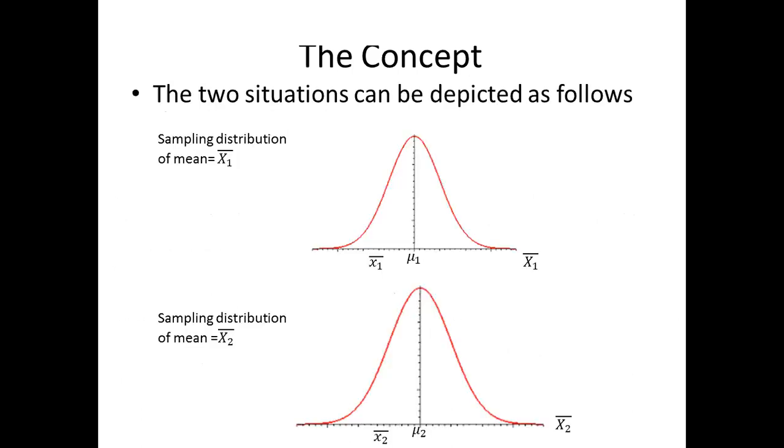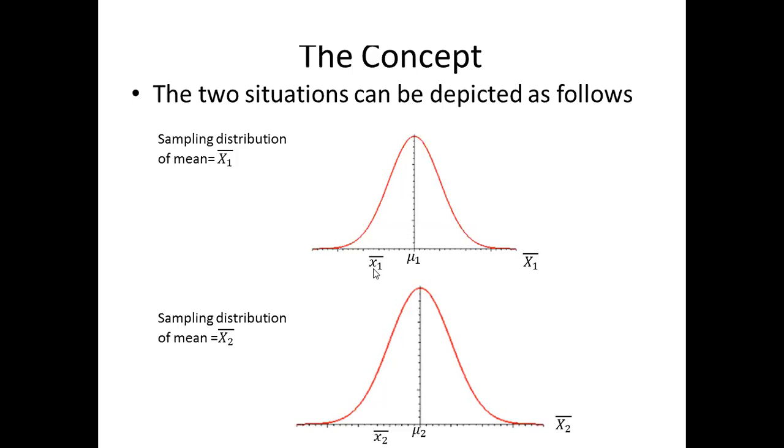So what we are saying is this, that we have one sampling distribution of the mean which is equal to capital X1 bar, and definitely it will be a normally distributed random variable. The central value of it would indicate the population mean mu1, or mean of the population 1, and there is some random sample mean x1 bar present over here, as can be seen.